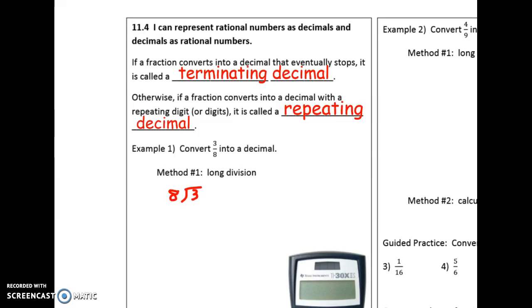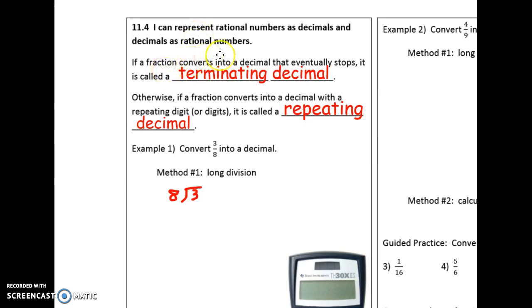All right, ladies and gentlemen, what we have in front of us here is lesson number 11.4. After this lesson, you will be able to represent rational numbers as decimals and also decimals as rational numbers. Remember, rational just means fractional. So I'm sure you talked about these terms last year, but again, we're kind of reviewing.